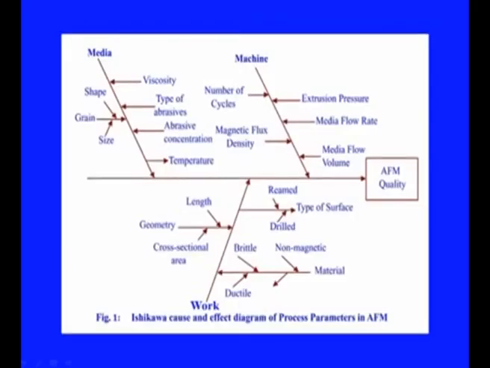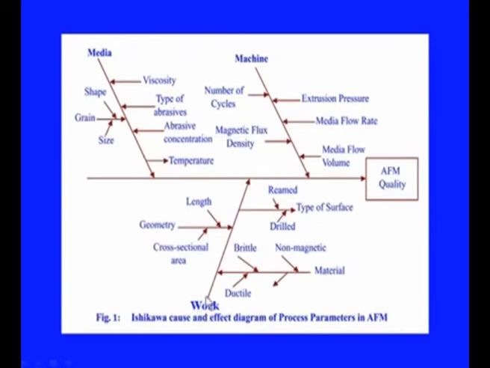Now, let us see the influence of these process parameters in the form of an Ishikawa cause and effect diagram. Here is the diagram on the screen. Here all three categories of process parameters, based on media, based on the machine and based on the workpiece, are being shown.